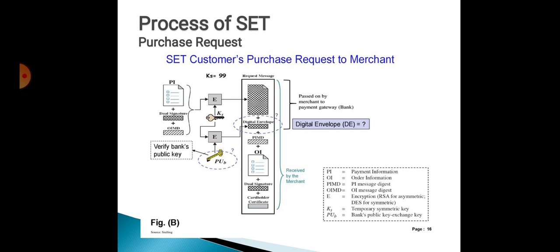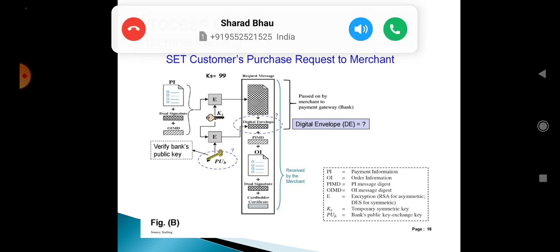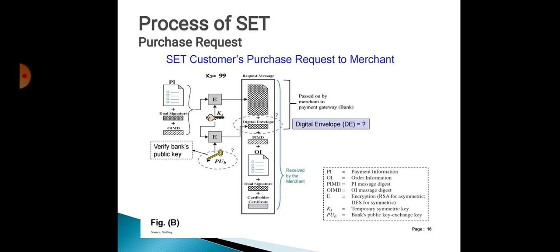Right. Purchase request: browsing, selecting, and ordering is done. Purchasing involves 4 messages: initiate request, initiate response, purchase request, purchase response. Now start with initiate request.